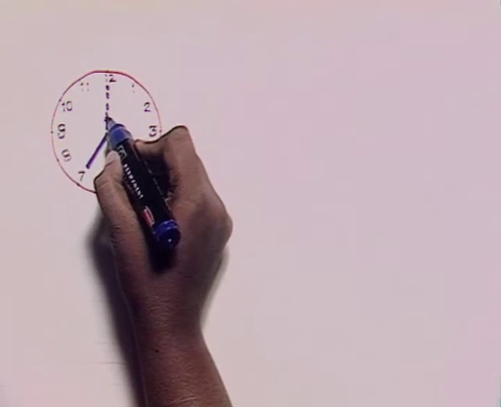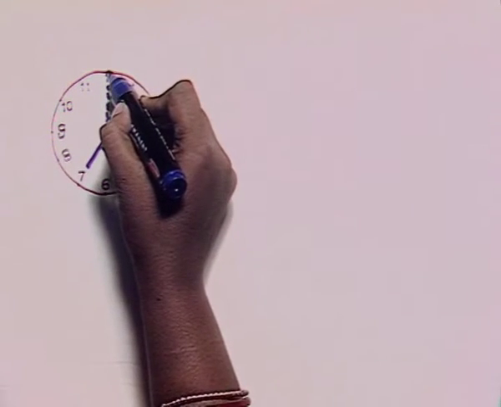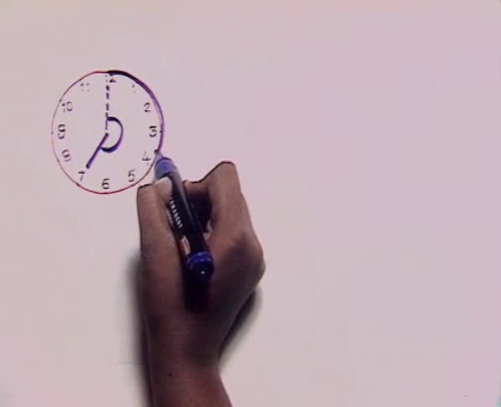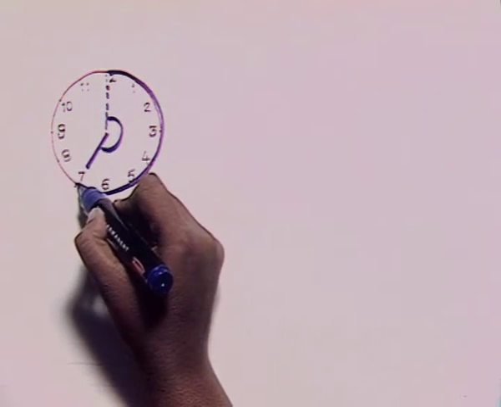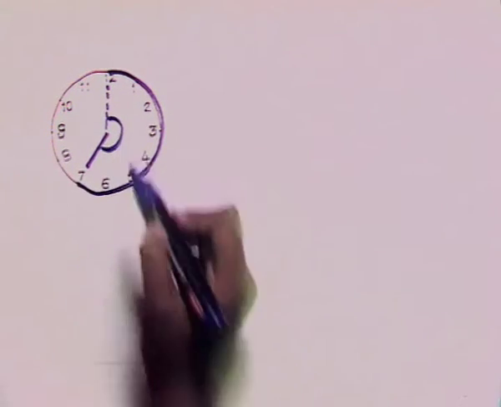So, what is the angle made by this minute hand? We have to find out the area swept by the minute hand. In order to do that, we need to find out the angle made by the minute hand at the center.